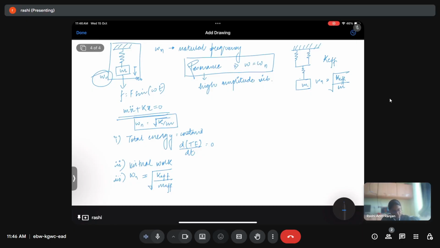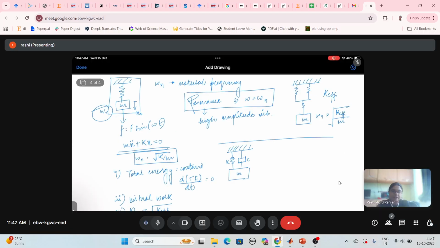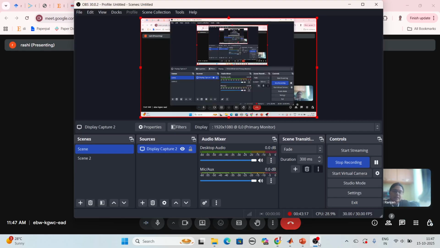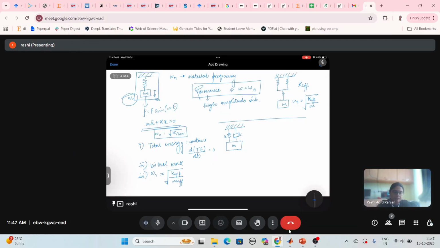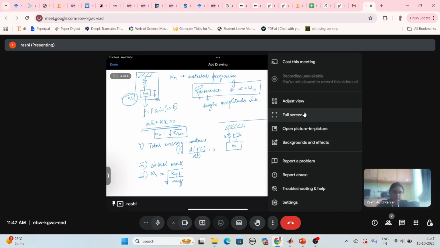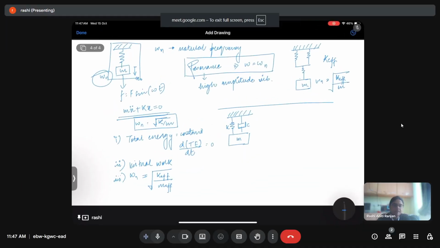Anyways, now this was the case when we considered an undamped system. What about a damped system? When the damping is present inside the system. Like for example, if I consider the viscous damping, there is a spring, this is the dashpot, and there is a mass. How do we deal with these kind of systems? And why is it even required to find out the natural frequency?